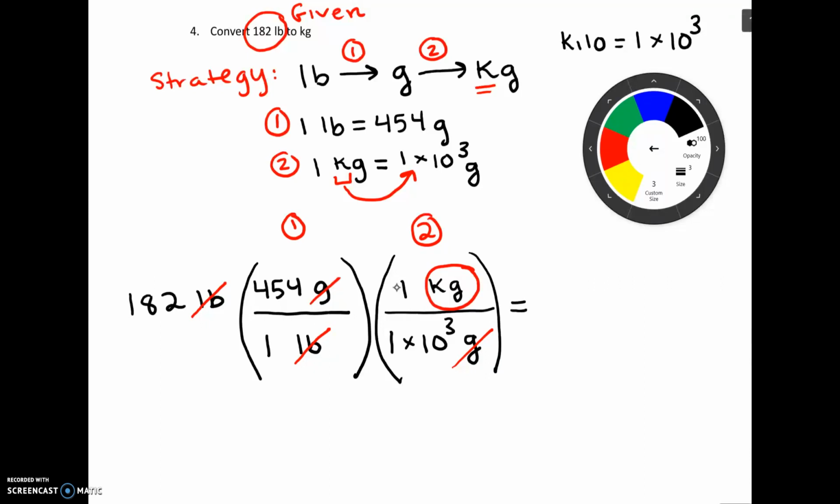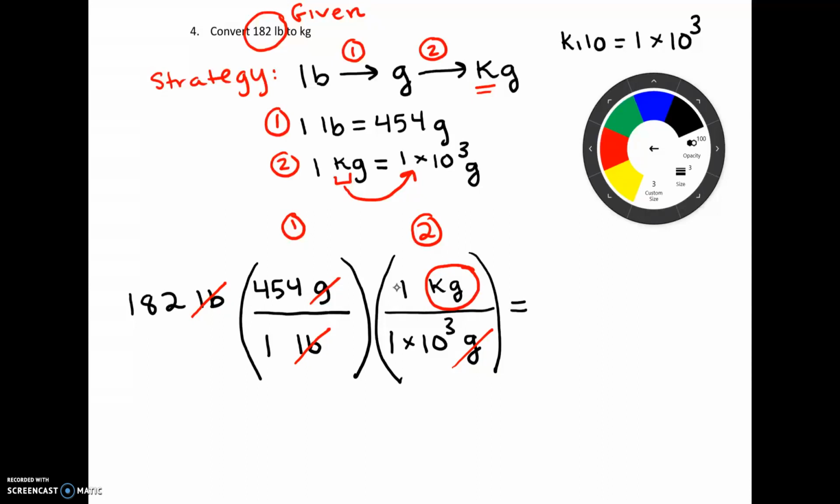If a number appears in the top, like this 454 grams, I'm going to multiply. If a number appears in the bottom, like this 1 times 10 to the 3rd, I'm going to divide. So in my calculator, I'm going to type 182 times 454 divided by 1 times 10 to the 3rd. And I'm going to enter that number using scientific notation in my calculator.